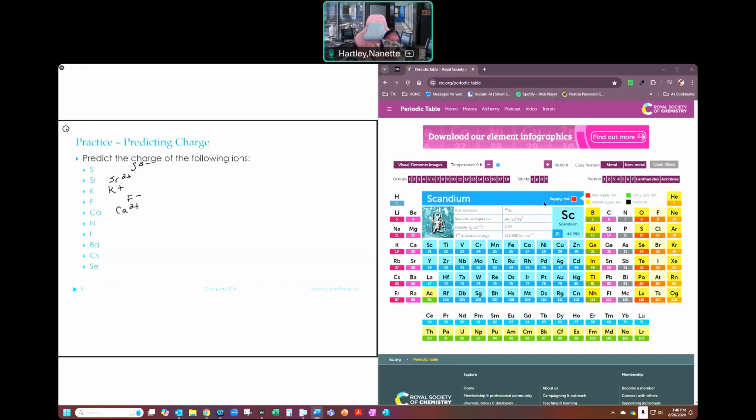Now, nitrogen is one of our nonmetals. He doesn't always transfer electrons, but when he does, he will add electrons and he will pick up 1, 2, 3 to be like neon. So he'll be an N3 minus. I is iodine. He's right here. Because he's a halogen, he'll gain an electron. He's a nonmetal, so he'll gain one to be like Xe, the nearest noble gas. So I minus.